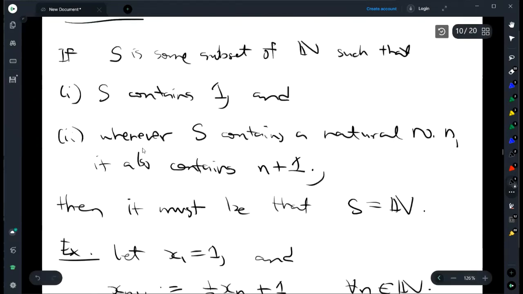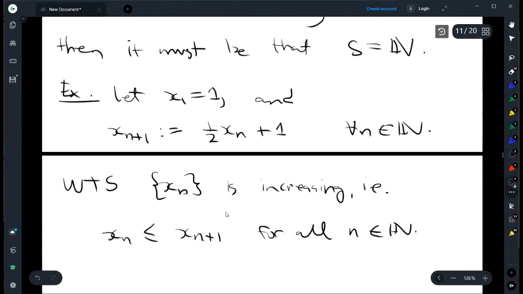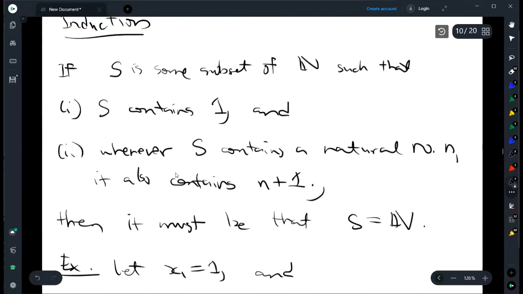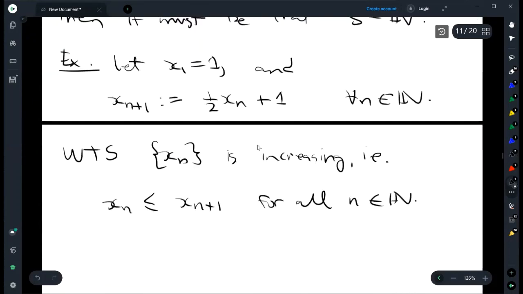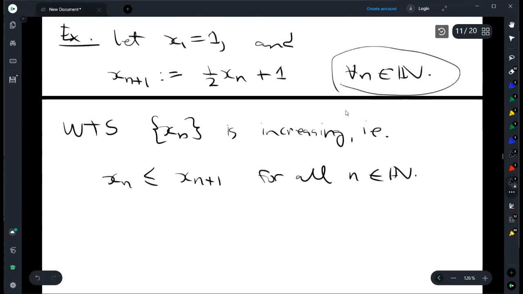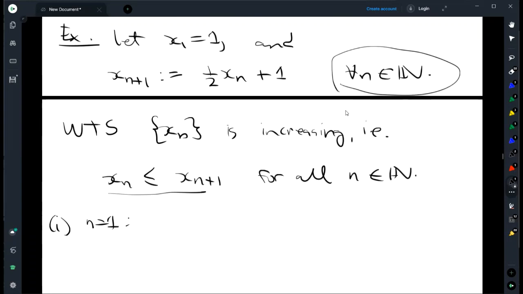So let's prove this by induction, because normally we use induction when a certain claim involves indexing in terms of natural numbers. To prove it, let's first show that this claim is true for n equal to 1. That's the very first step, because if it's not true for n equal to 1, then it cannot be true for any natural number n.